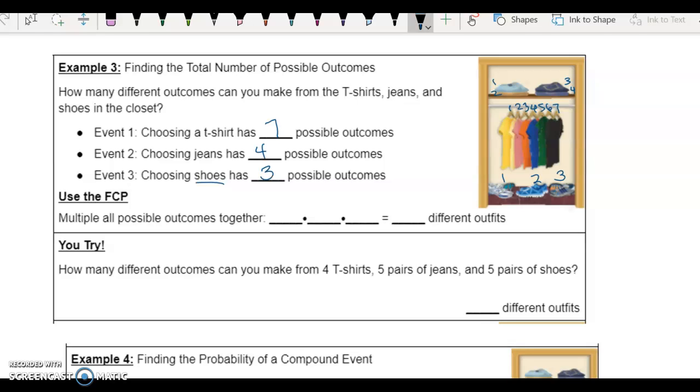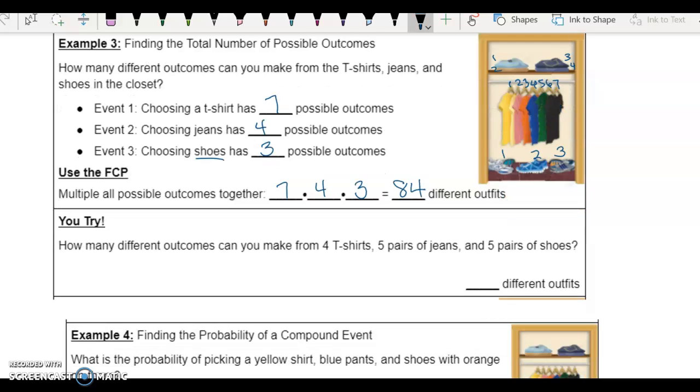So this means that I can just multiply all of those together. So 7 times 4 times 3, and that's going to give us 84 different outfits. So that means that you can wear a different outfit for 84 days straight before you have to repeat them. And even if it's the same shirt with the same jeans, you can wear a different pair of shoes. That's what that's saying. So there are 84 different combinations that you can have.